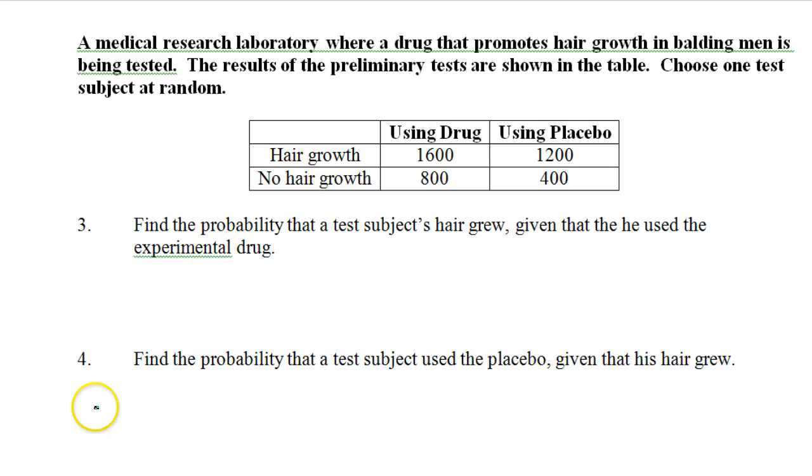Alright, so this is going to be a nice little review for us. A medical research laboratory is testing a drug that promotes hair growth in balding men. I could kind of use that. The results of the preliminary tests are shown in the table below. Choose one test subject at random. Now find the probability that a test subject's hair grew given that he used the experimental drug.